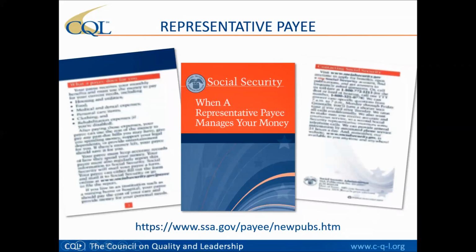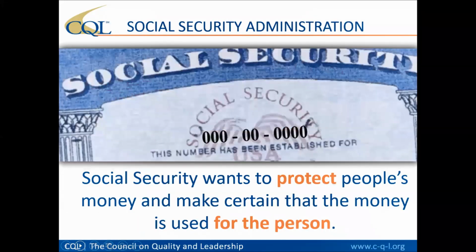A representative payee is someone who is appointed, again by the Social Security Administration, when they determine that someone is unable to effectively manage their own money. It's appointed, and their role is to help people to manage that Social Security income, disability income, so that it is used for their purpose. So really the intent of the Social Security Administration doing this is that they want to protect people's money and make sure that all of the money is used for the person.